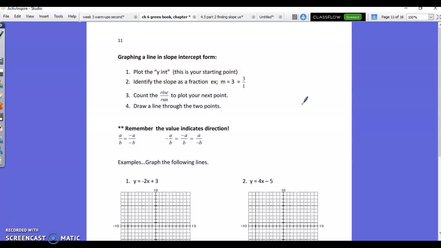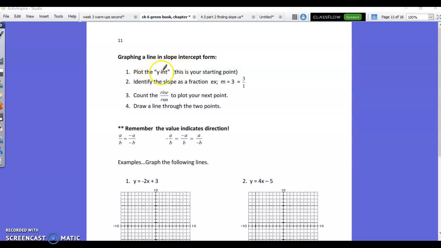I guess before you even start, you need to make sure that it is in slope-intercept form. We're going to practice as long as they are in slope-intercept form as we move on. They may be in standard form, so we have to do the math to get it into slope-intercept form so that we can then graph it. But at this point, we're just going to talk about when it's already in slope-intercept form.